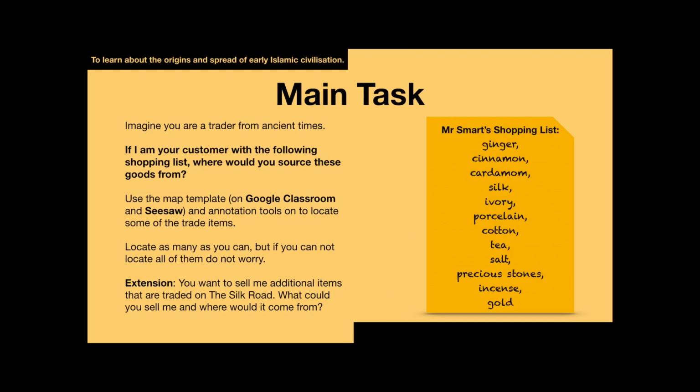For your task today, I want you to think about what you've learnt already about the Silk Road and to use some of the websites that I've suggested. I want you to imagine that I'm a merchant trader and I've got a bit of a shopping list, which you can see on the right hand side there, and I want to know where I would be getting those different items from along the Silk Road. So if I'm your customer with the following shopping list, where would you be able to source these goods from?